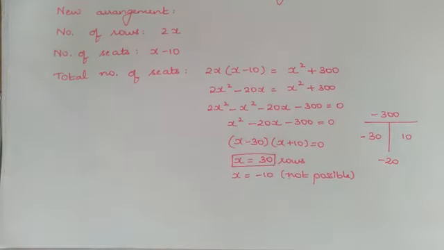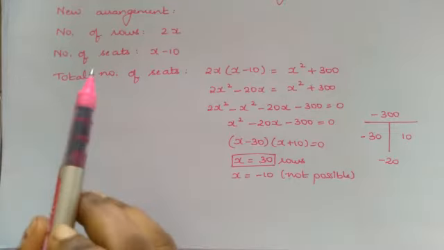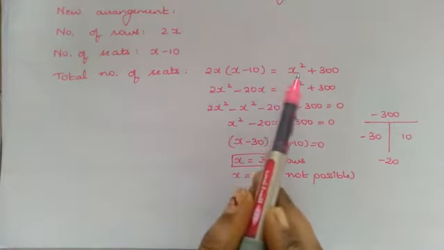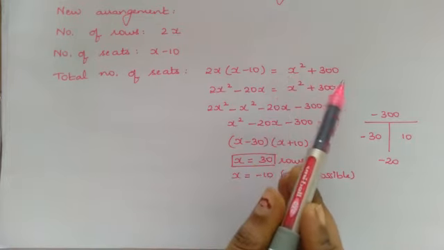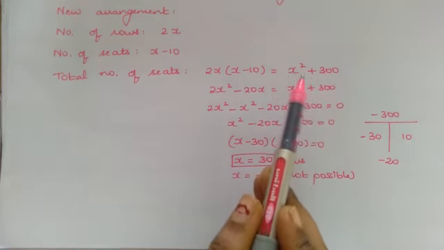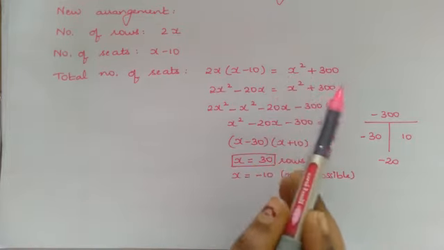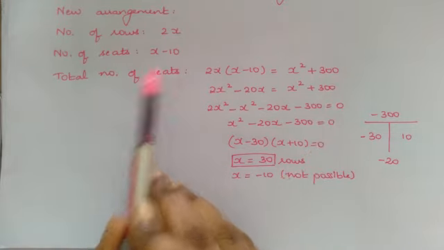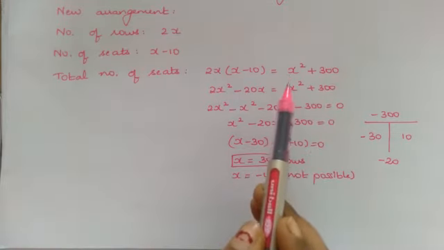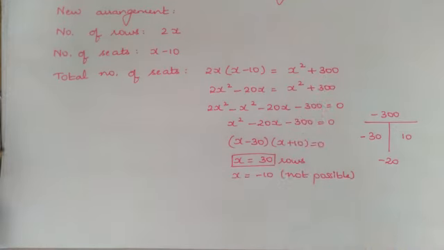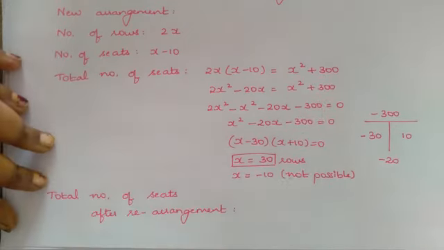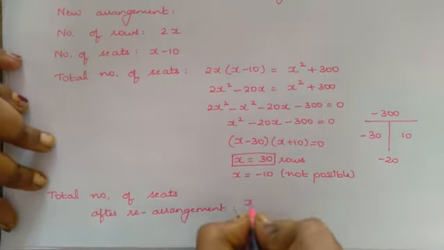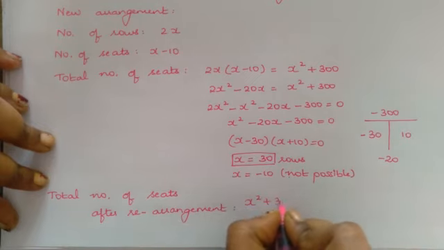Now what's the next question? The number of seats in the auditorium after the rearrangement. After the rearrangement, what is the total number of seats? That is x square plus 300. We are talking about the total number of seats, not just the number of seats in each row. So the total number of seats after rearrangement will be x square plus 300.